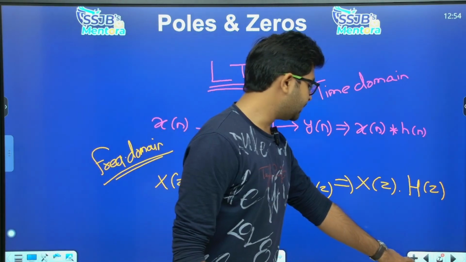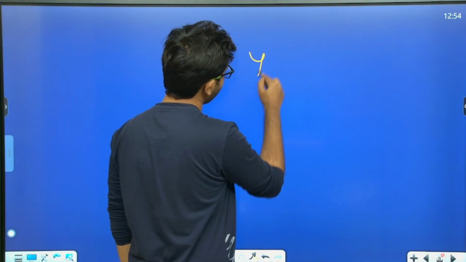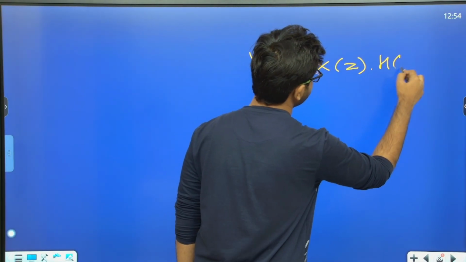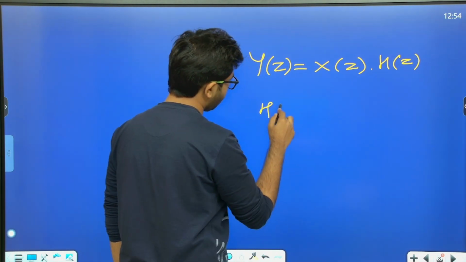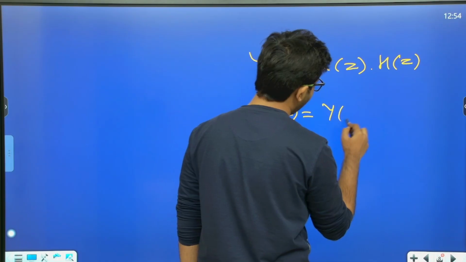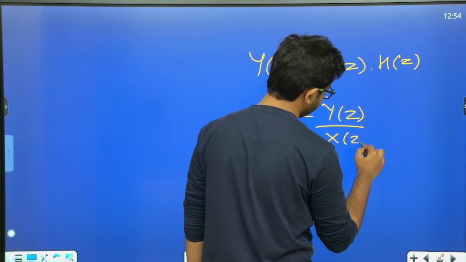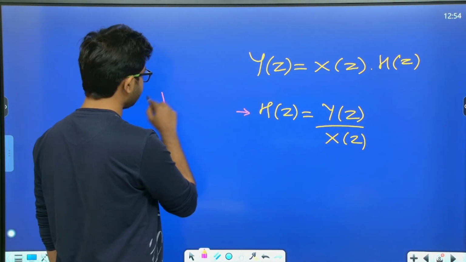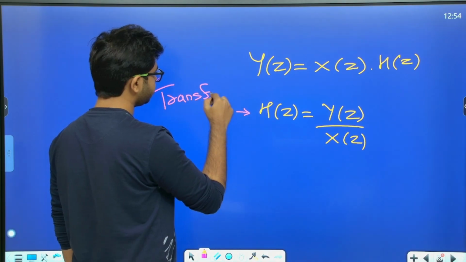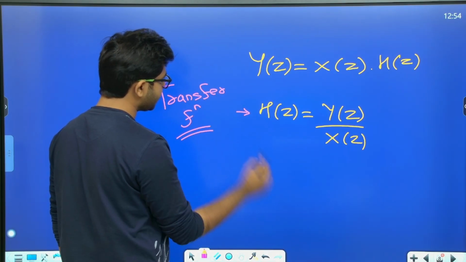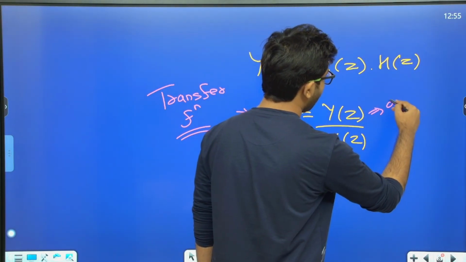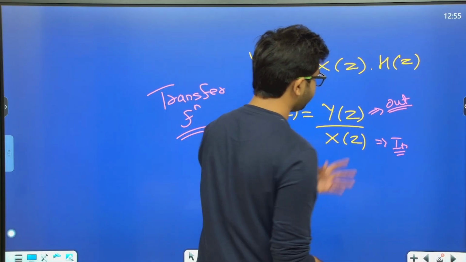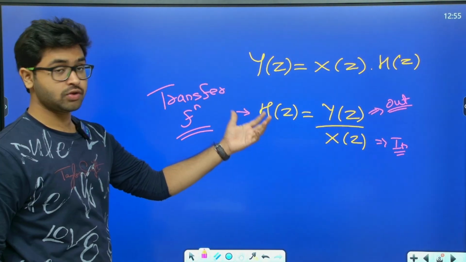Now if we rewrite this term, y of z is equal to x of z into h of z. You can get that h of z is equal to y of z upon x of z, and this is nothing but the transfer function. Why transfer function? Because it's a ratio of output by the input.